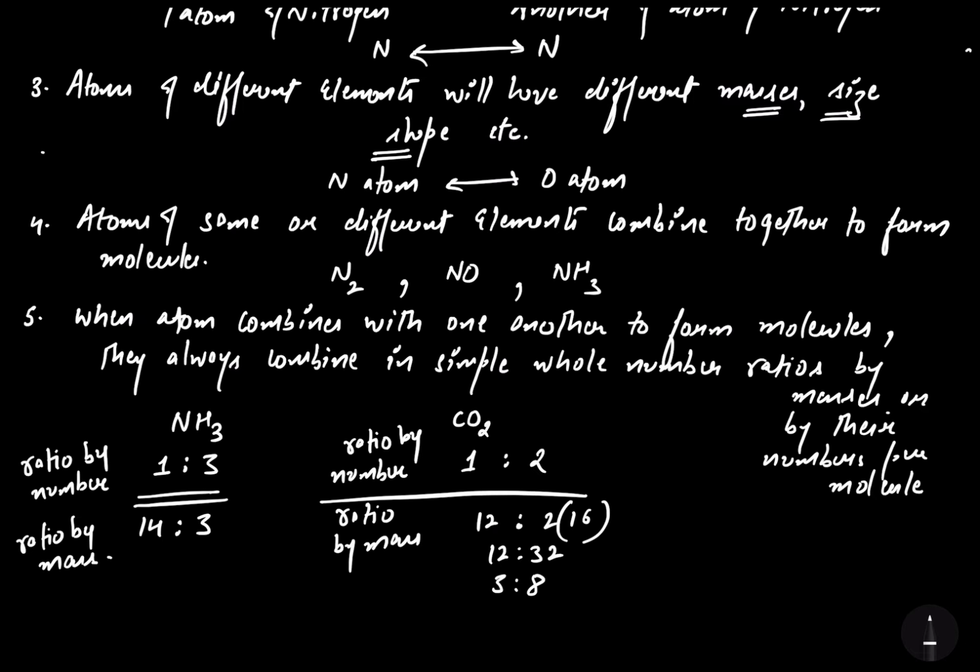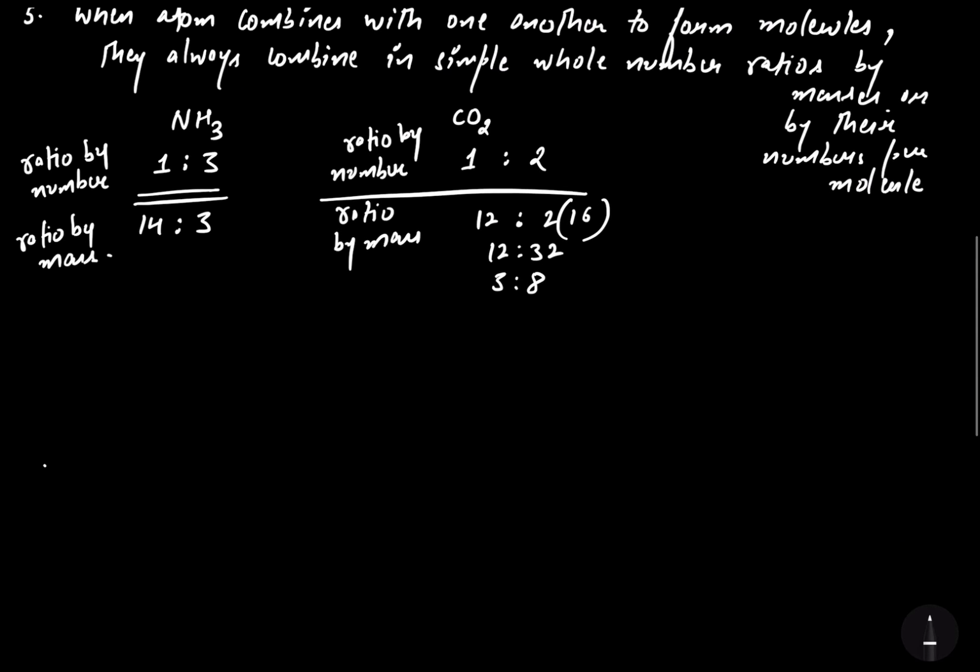So let's move to the next point. That's the sixth point. Atoms of two elements may combine in different ratios to form more than one compound. Let me write this for you.